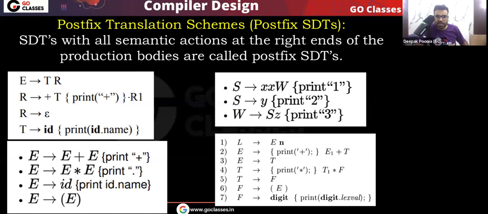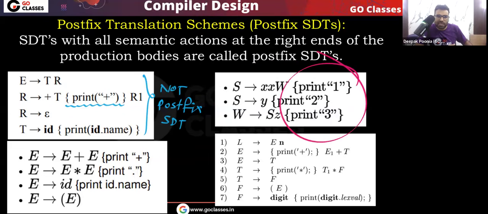Here some SDTs are given to you. Which of them is postfix SDT? Look at this SDT. Here, this semantic action is not at the right end of the production body. Actually, it is in the middle of the production body, after plus T and before R. So we have placed this semantic action in the middle of the production body. So this is an SDT, but this is not a postfix SDT. Okay, look at this SDT.